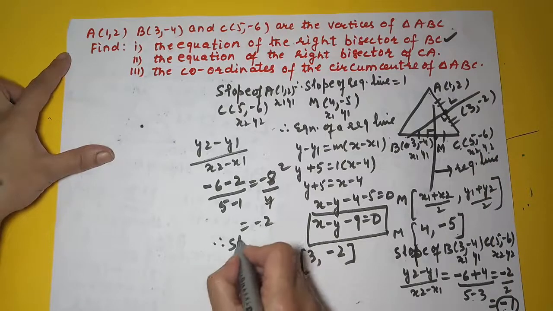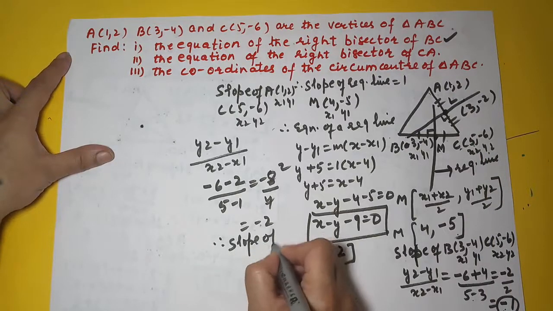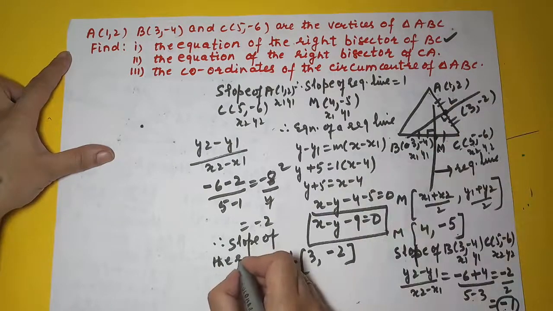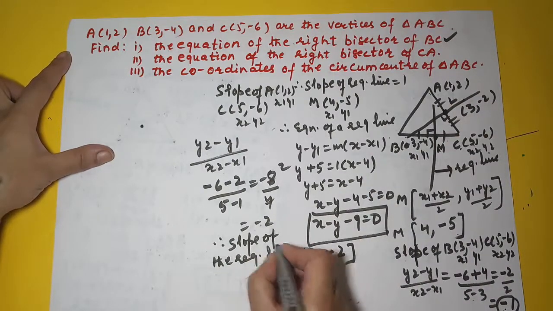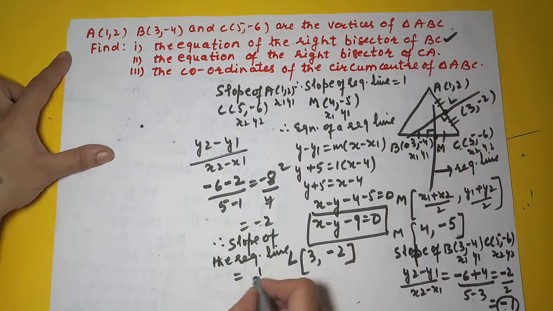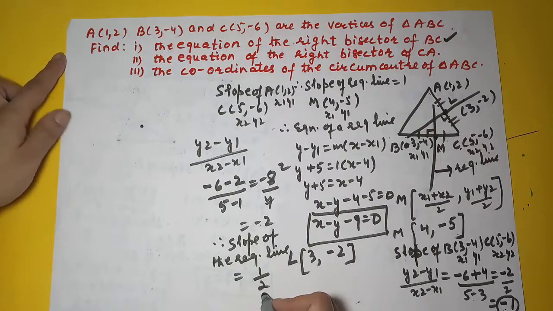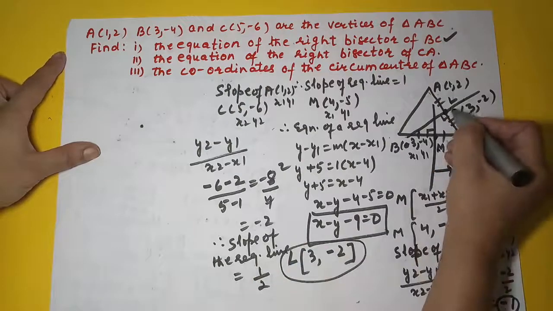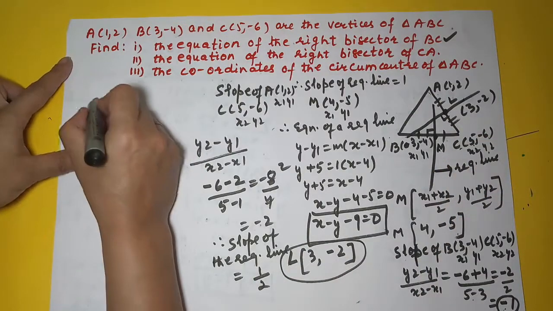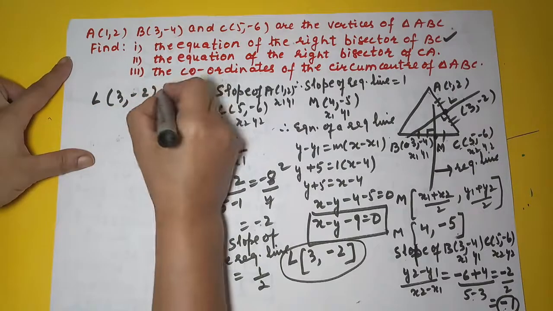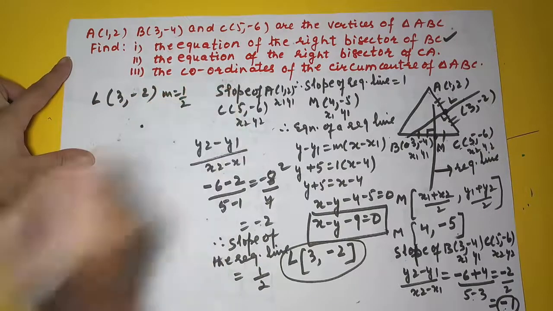Therefore, slope of the required line, this time required line is the right bisector of AC, is equal to plus 1 by 2, right? So you have found the slope of the required line. You also have the point through which the required line is passing. So now you have point as 3 and minus 2. You have slope as 1 by 2.